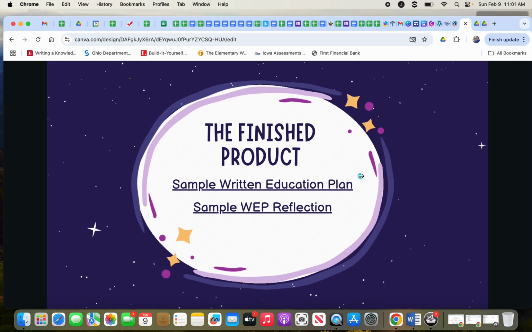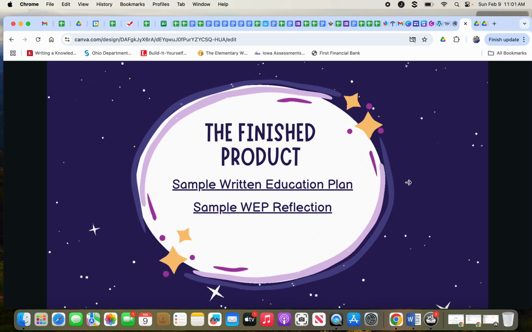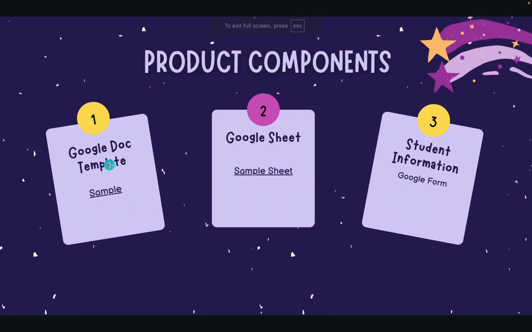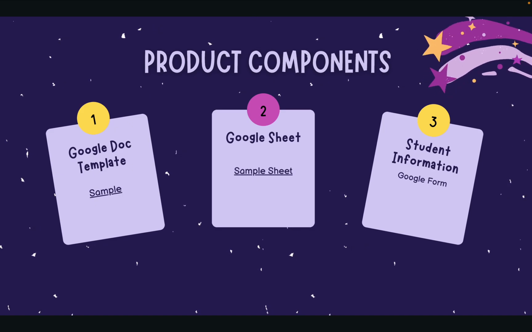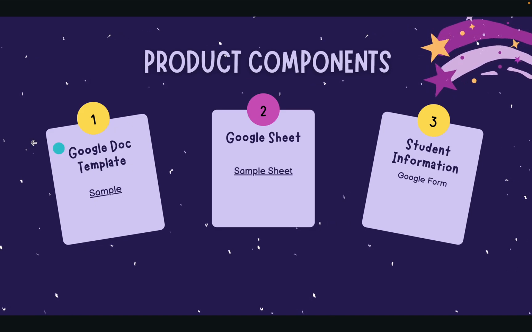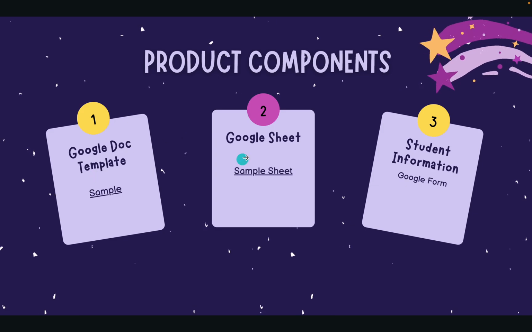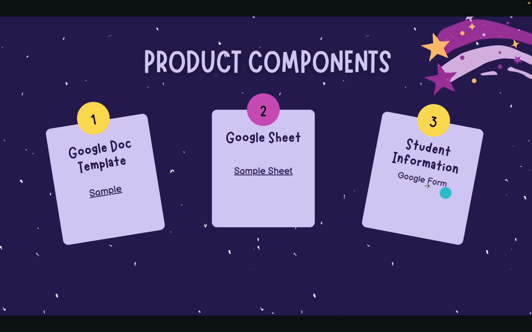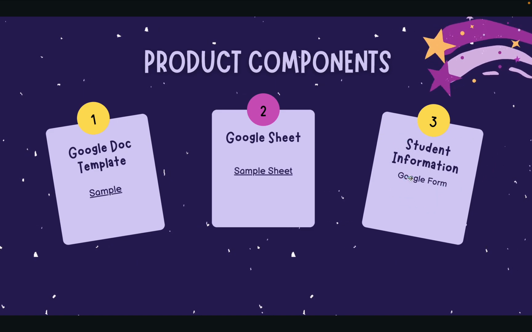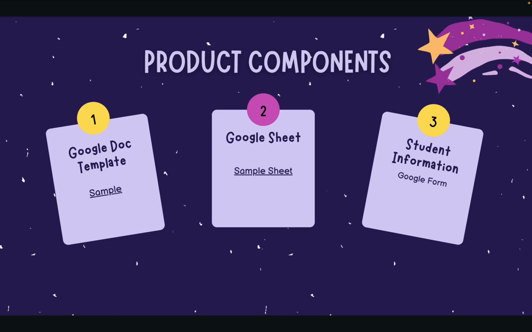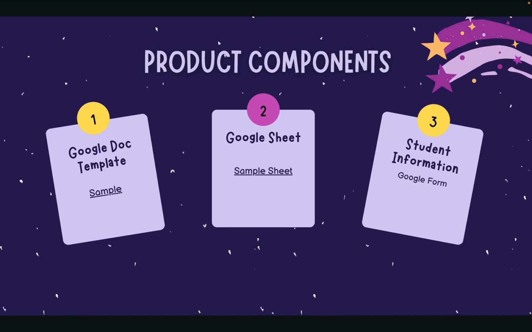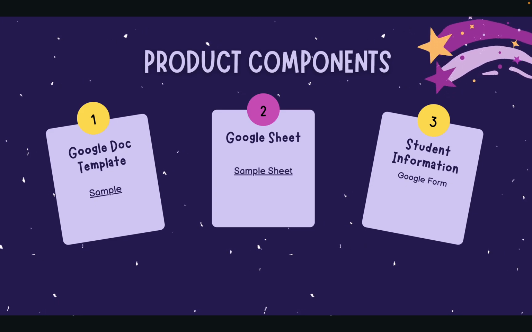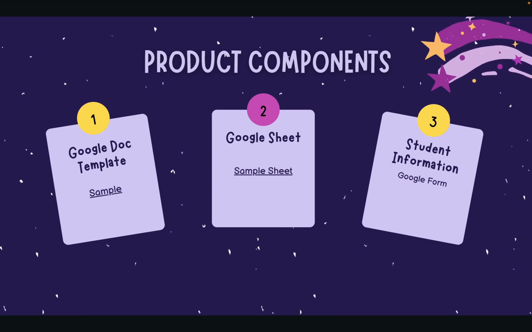So let me walk you through how we get there. In order to set this up, you need three things. You need a Google Doc template. You need a Google Sheet, and we get that Google Sheet from a Google form. So to give you an overview of our process, we create a Google form that our students fill out to select WEP goals at the beginning of the school year. So at the beginning of the school year, the students fill out a Google form.